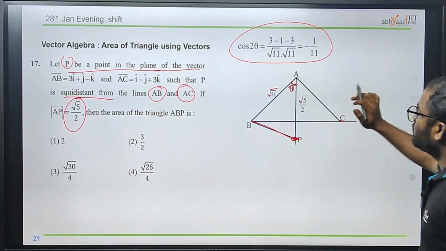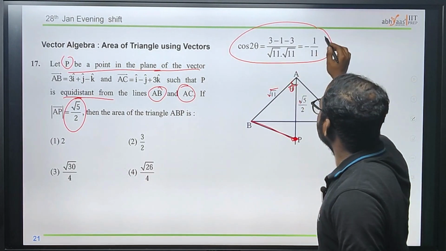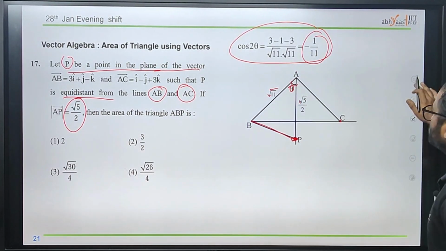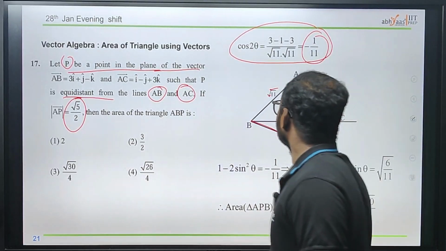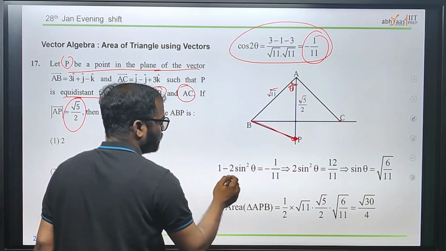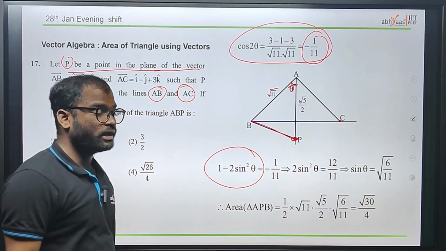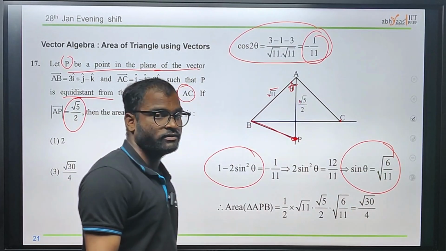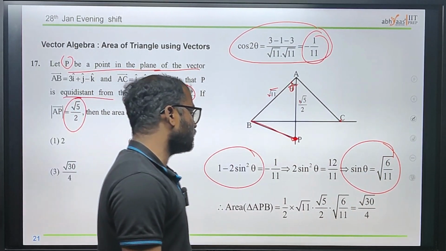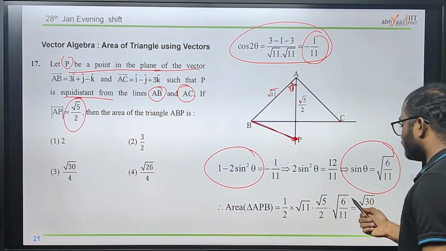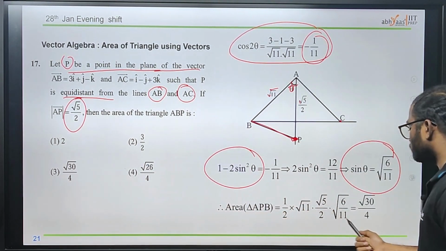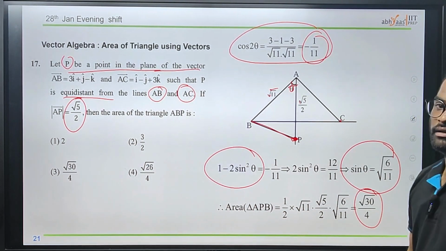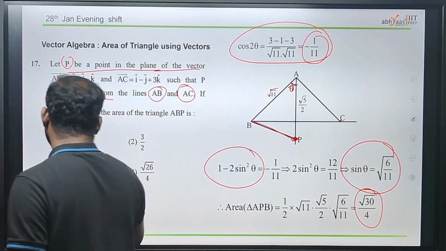Now using this information and also theta, we got cos theta is equal to -1 by 11. Just using that cos 2 theta we can write it as 1 minus sin square theta, and finally we can easily find the sin theta value. Now for the area of the triangle, using that sin theta we can easily substitute in this one. We will get option 3, which will be the correct answer.